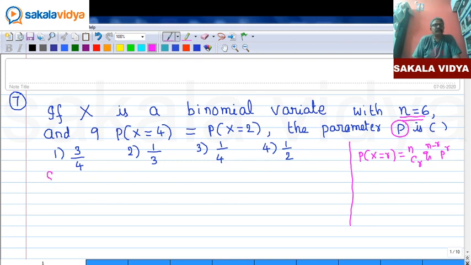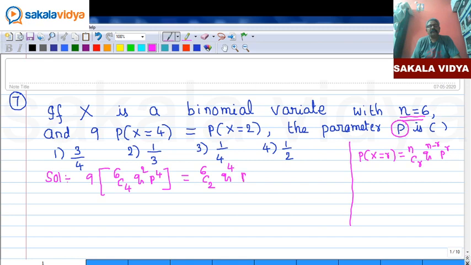So, now let us come to this one. Here n is equal to 6 given. So, 9 times p of x is equal to 4 means 9 times 6C4 q to the power of 6 minus 4, q square, and p power 4 equals p of x is equal to 2, 6C2 q to the power of 4 into p square.